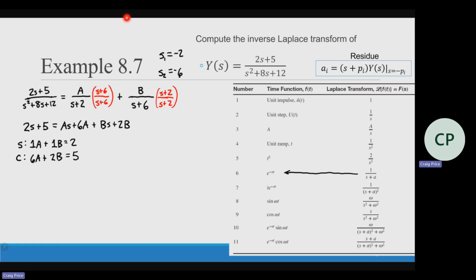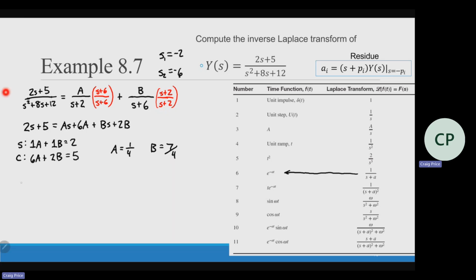So from this, again, we can use a calculator. We get A is 1/4, and B is 7/4. And so once I have it in this form, great. I have my two constants. I have it in the form that I like. It matches the table. So we're going to bring this back to the time domain.